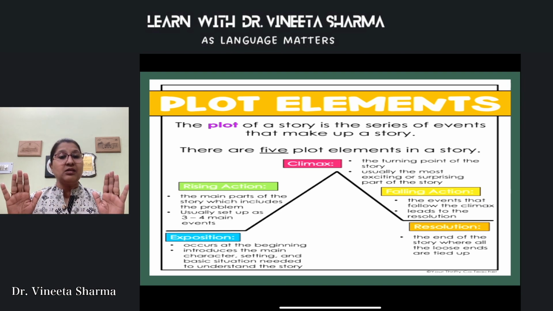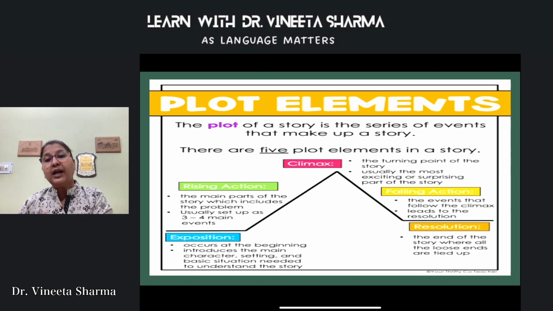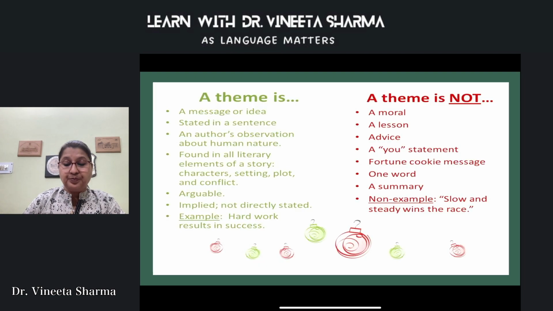Now, once the climax is reached, we are able to know in what way the story has turned. Then the events that follow the climax, those actions are called falling actions. And then comes resolution. Resolution is the final outcome, the end of the story, where all the loose ends are tied up. All right. So this is how the plot is actually a process. Okay, we need to understand the process. We need to understand the exposition of the story, then the climax, the conflict, and resolution. We should be able to know.